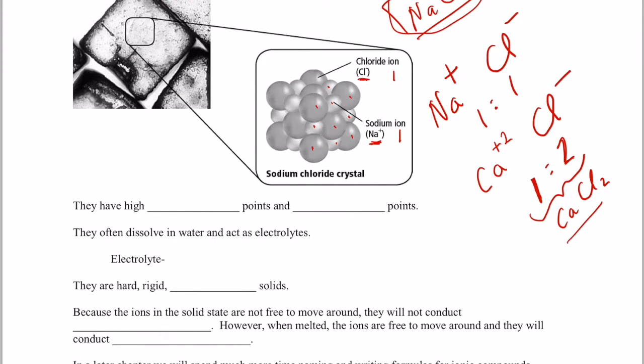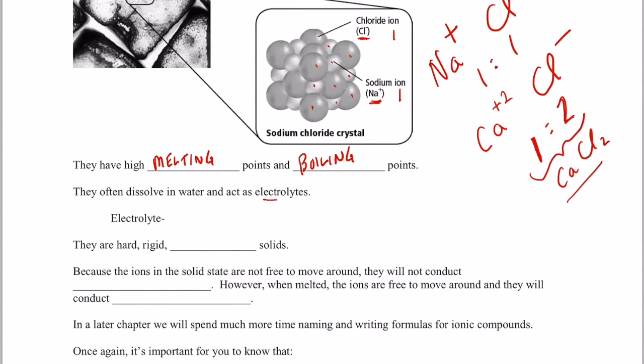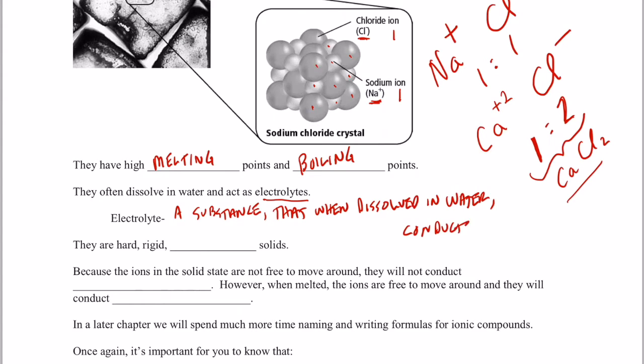All right, ionic compounds have high melting points, and they also have very high boiling points. They often dissolve in water to form something called an electrolyte. An electrolyte is simply a substance that, when dissolved in water, conducts electricity. So I'm going to call that electric current. So a substance that, when dissolved in water, conducts an electric current.